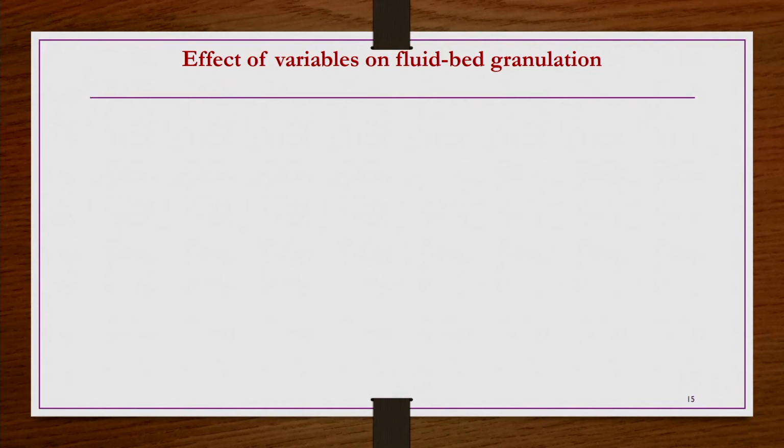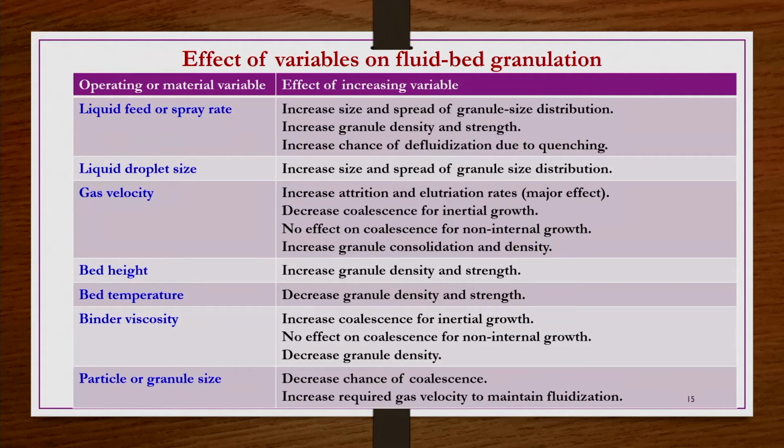Okay. So now the effect of variables on fluid bed granulation will be seen in a tabular column. So let us say we have different operating or material variables, then what is the effect of increasing the variable? Let us say if you consider liquid feed or spray rate, then it increases the size and spread of the granule size distribution, increases granule density and strength, and increases the chance of defluidization due to quenching.